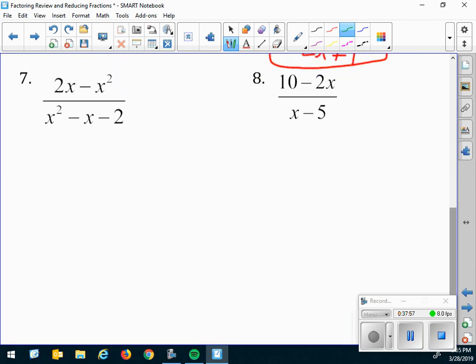We got 2 problems left to do. Hey, let's look at number 7. Will the numerator factor? How? I have an x as a GCF times what? Don't make me yawn, Joanna. Will the denominator factor? Yes.